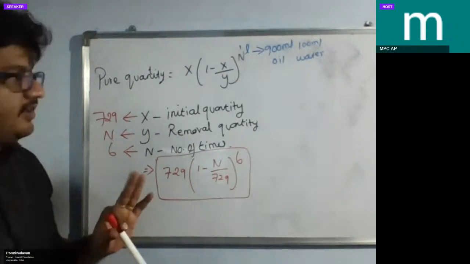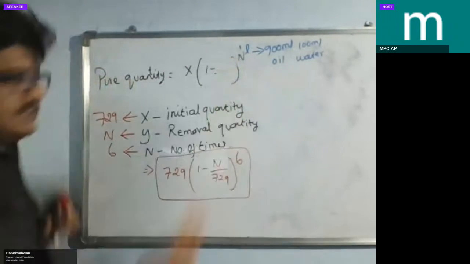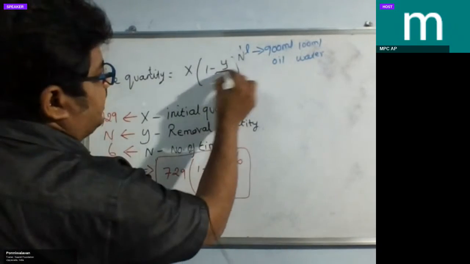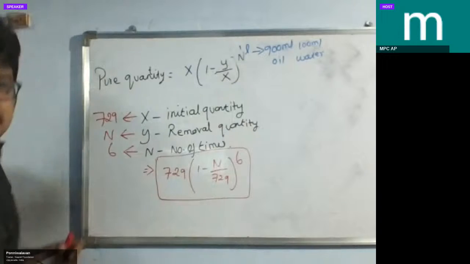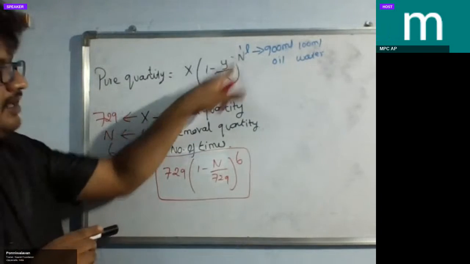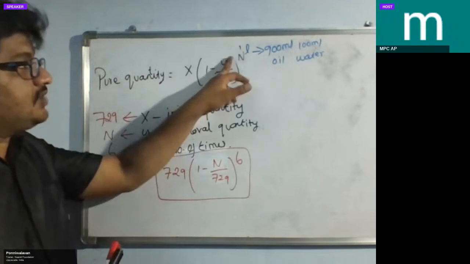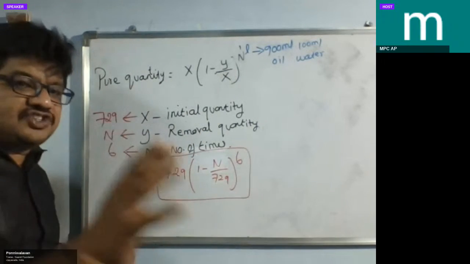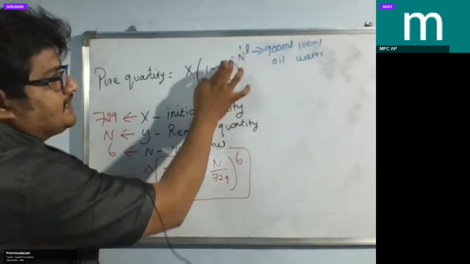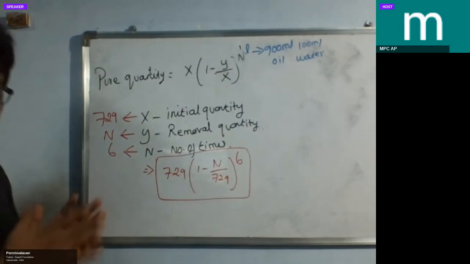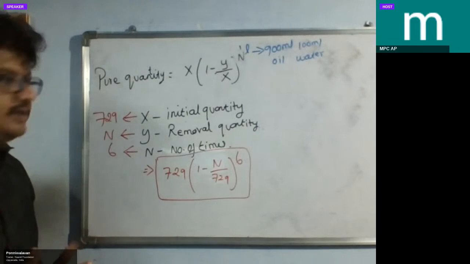Sorry, listen. It is y by x. Sorry. The formula is y by x, not x by y. Kindly make a change. It is y by x. Thank you, Pranavi.